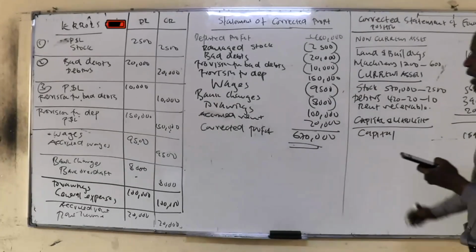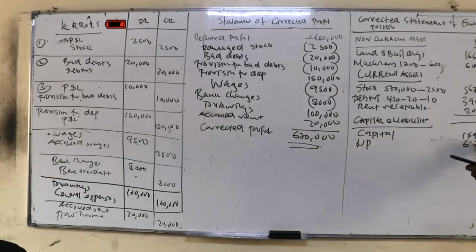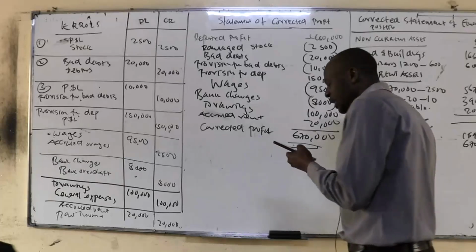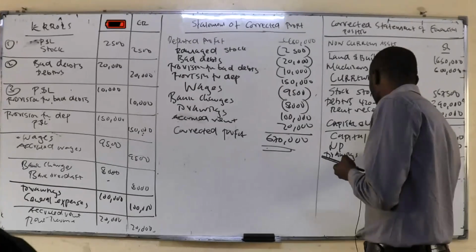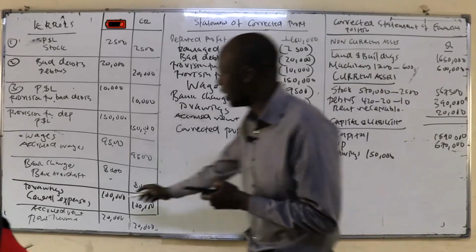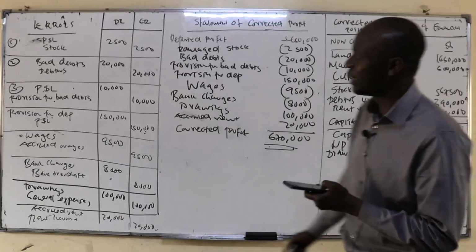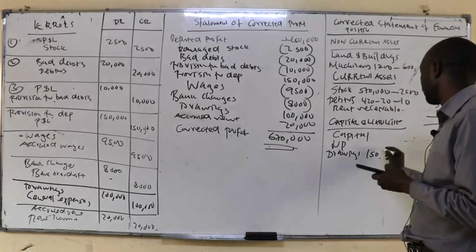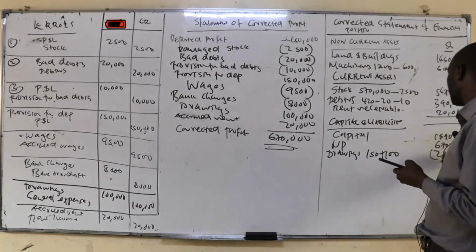1,890,000. And then you add the net profit, the corrected one, which is now 670. Then you less drawings. The drawings that were indicated there was 150. Of course, you add this one that was also treated as an expense. This drawing that had been treated as an expense, you include it here. So it is 150 plus 100. That one is how much? 250,000. And then you subtract.